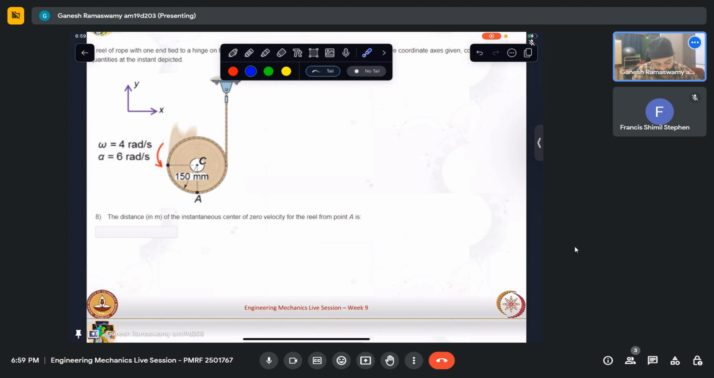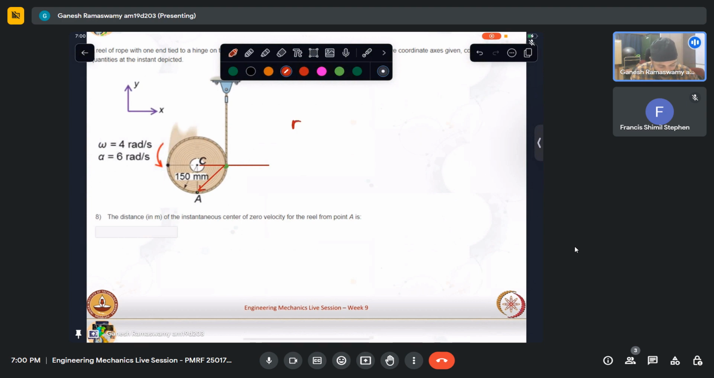Point A is over here. Now at the next instant, it would be something like that. It will go on moving down. So essentially, if we see, it is actually rolling about this point, in which case this is my instantaneous center of zero velocity. Now what is asked is, what is the distance in meter of the IC zero velocity from this point A? This distance is what is asked.